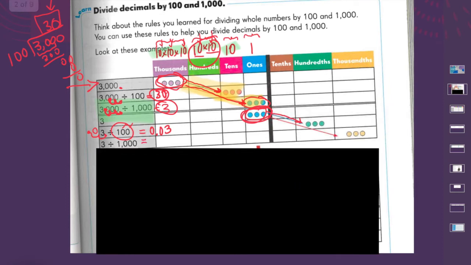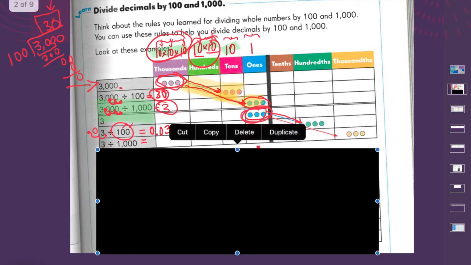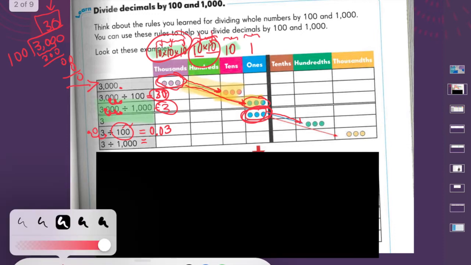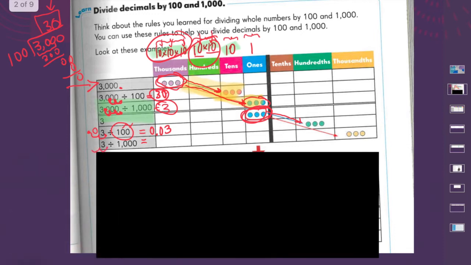Well, we know that 1,000 is 10 times 10 times 10. So as we move that decimal point, let's move this down here. As we move that decimal point 1, 2, 3 place values to the left, fill in with zeros.